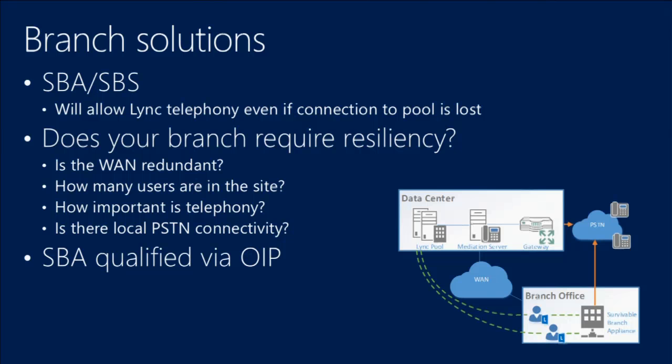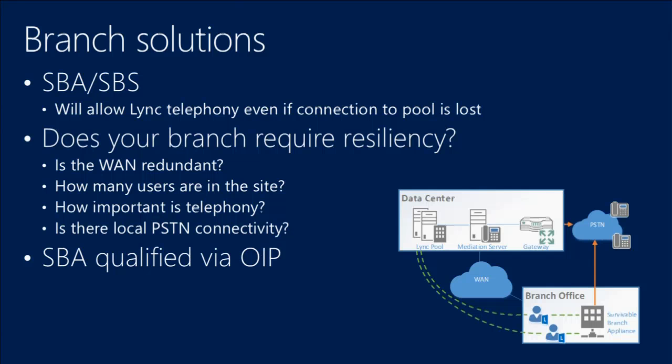The next question is, how many users do you have in the site? If you look into the official Microsoft documentation, it will tell you, well, if you have this number of users, I believe it's about 25, you should deploy an SPA. Doing this just number-driven makes kind of sense because it sounds like an easy rule, but what you should really ask is, how important is telephony for these users? If I have a site with 5 users, and these 5 users receive all the sales calls, and I cannot sell anymore if they don't have telephony, well, then they are important enough that I put in an SPA just for these 5 users.